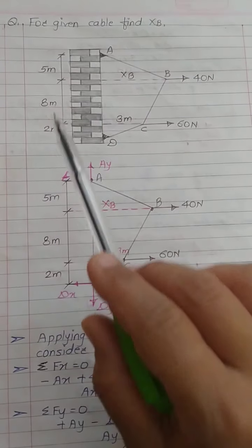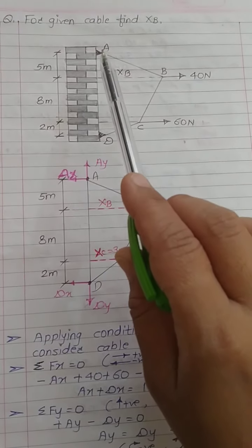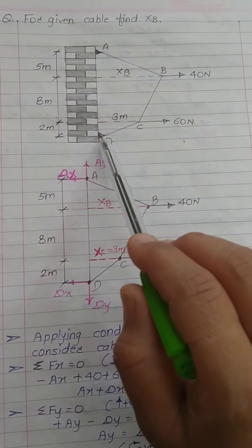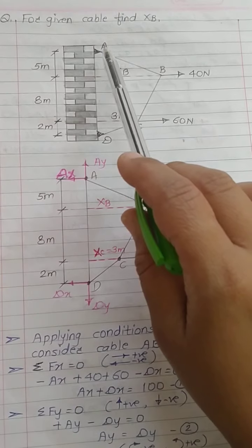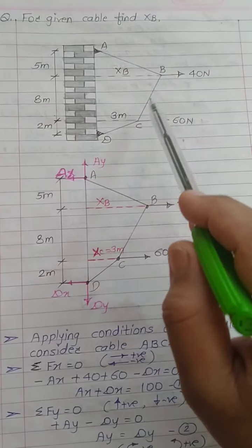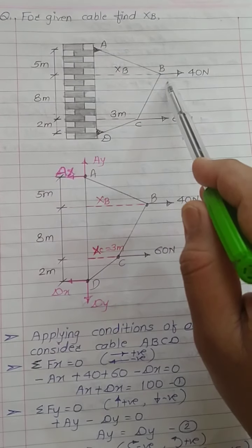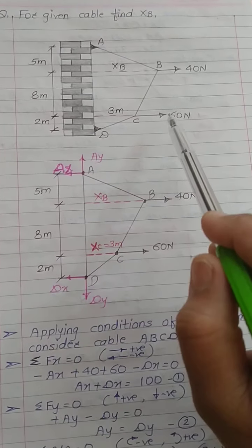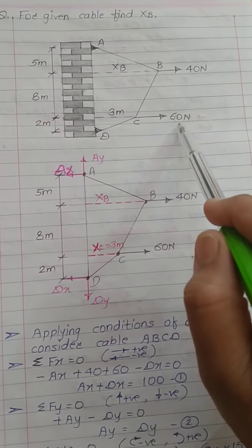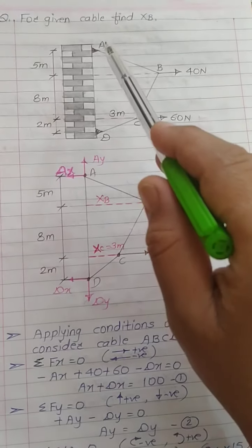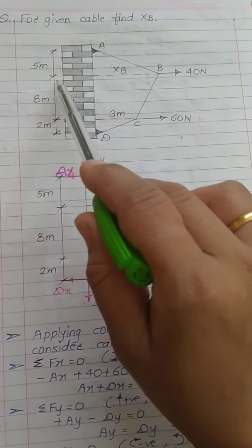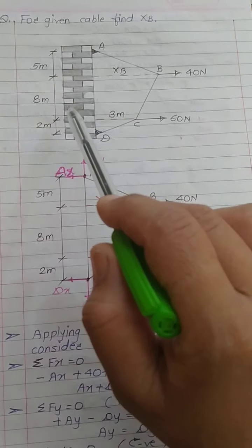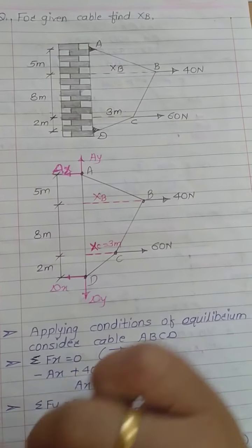Now there is one vertical wall, and at points A and D hinge supports are provided and the cable is A, B, C, D. At point B there is a force of 40 Newton. At point C there is a force of 60 Newton. The distance between points A and B is 5 meter. Between B and C it is 8 meter and between C and D it is 2 meter.